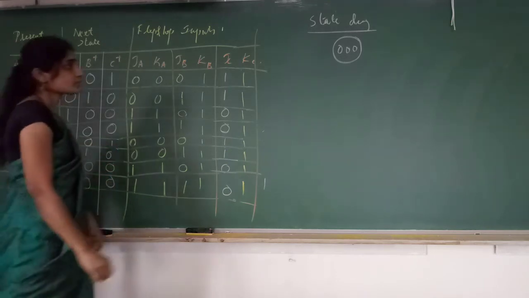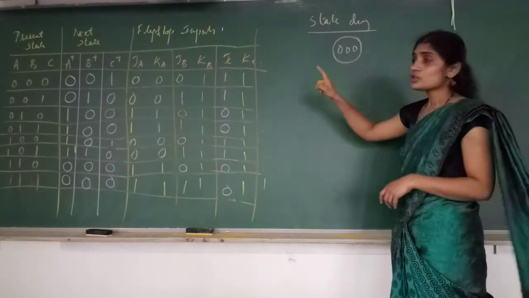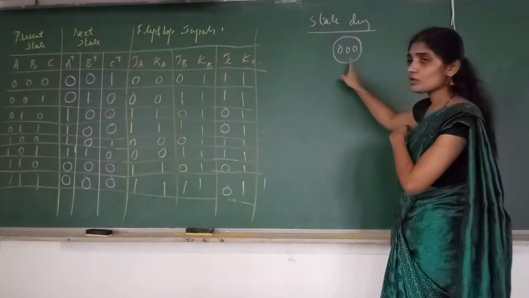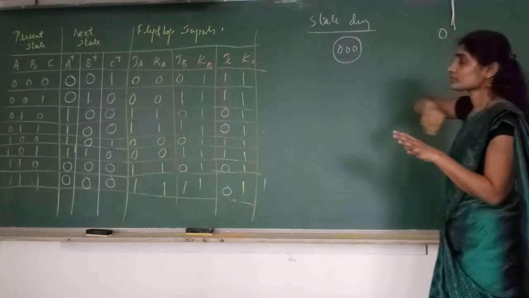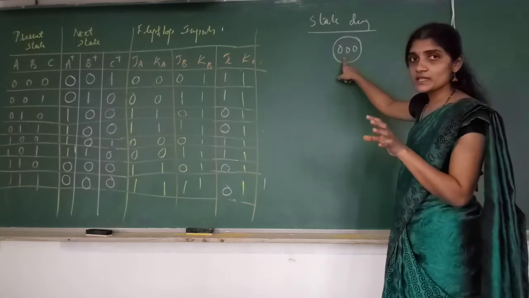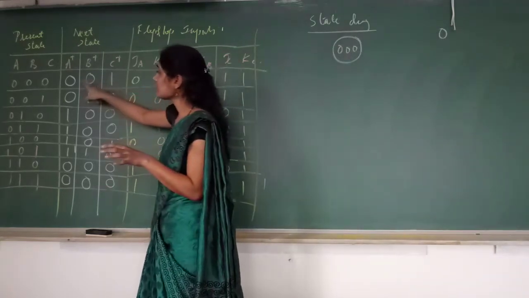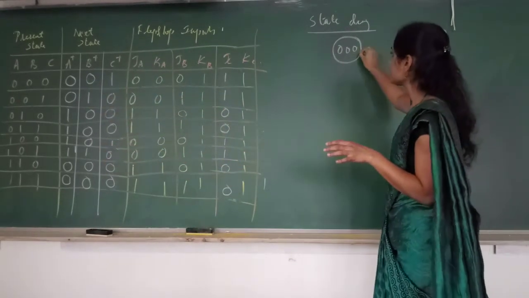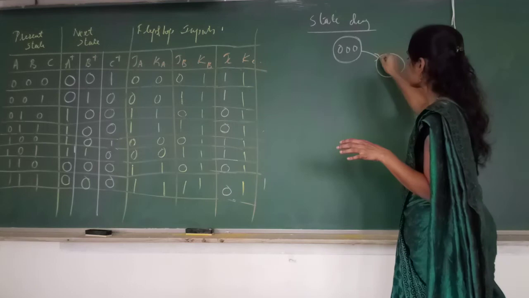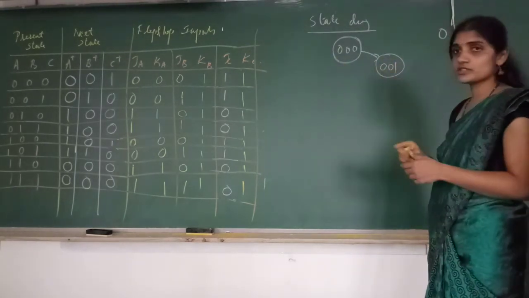Okay. Now to write the state diagram, take the first state as 0. If this is the present state, now your counter is in which state? 0. Your counter is in state 0. If 0 is the present state, when you give the next clock pulse, what will be the next state? 0 0 1. So if the counter is in 0 0 0, the next state is 0 0 1. From the table you have to write.